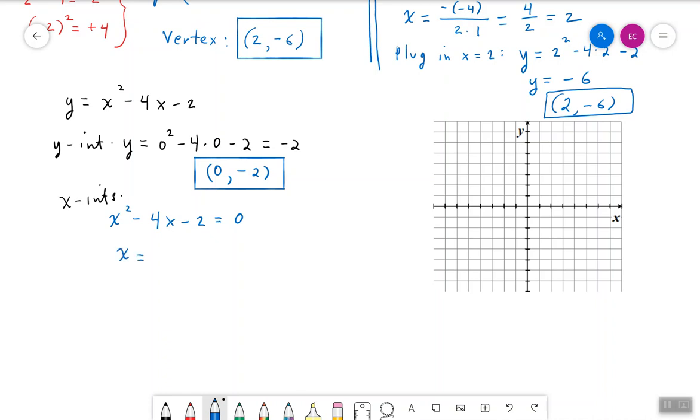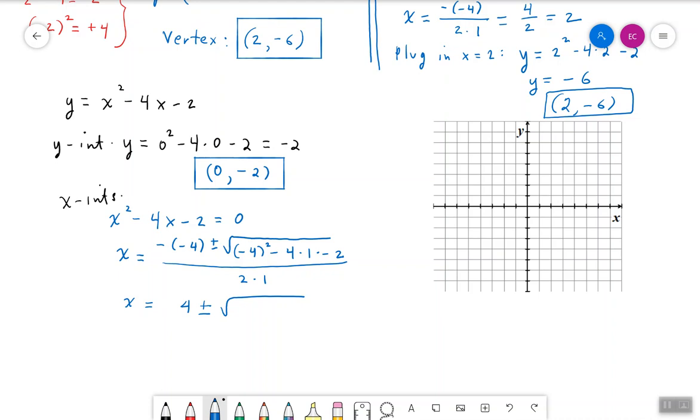We have x equals negative b plus or minus the square root of b squared minus 4 times a times c, all over 2 times a. We need to simplify that. Underneath the radical, we have 16 plus 8 is 24, over 2.